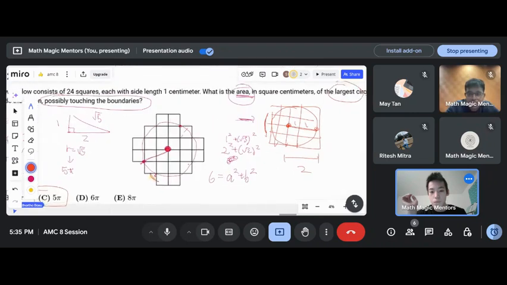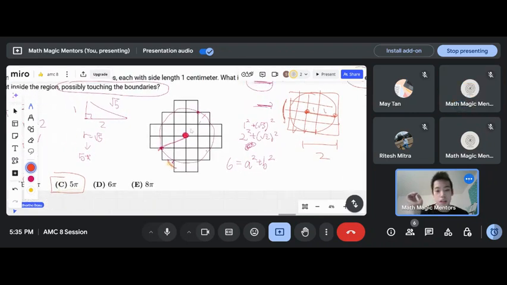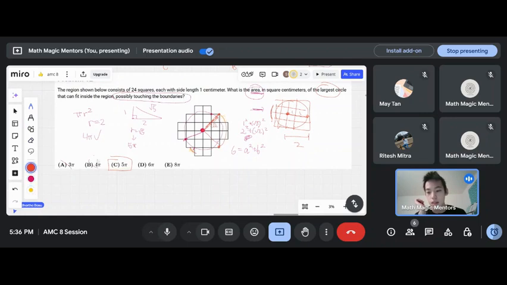So 8 pi is really easy to check because 8 pi can be achieved like that. However, if this red length is the radius, which has radius root 2 to root 2, you're going to have something like that, which is no good, because you get some area over here outside of the grid. So 8 definitely doesn't work.